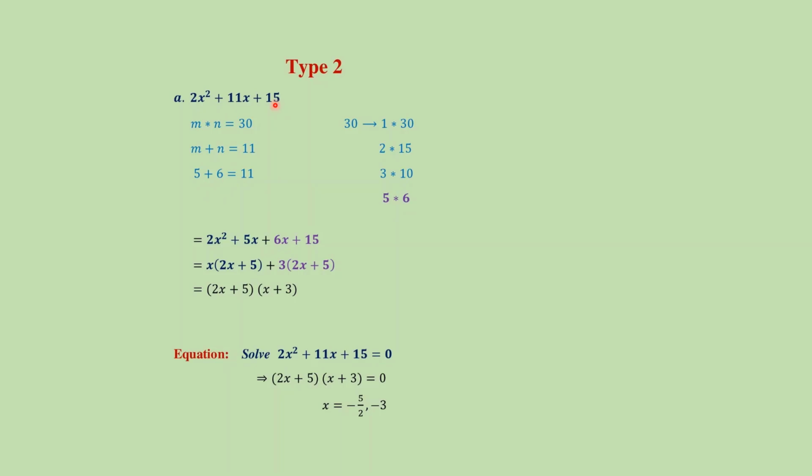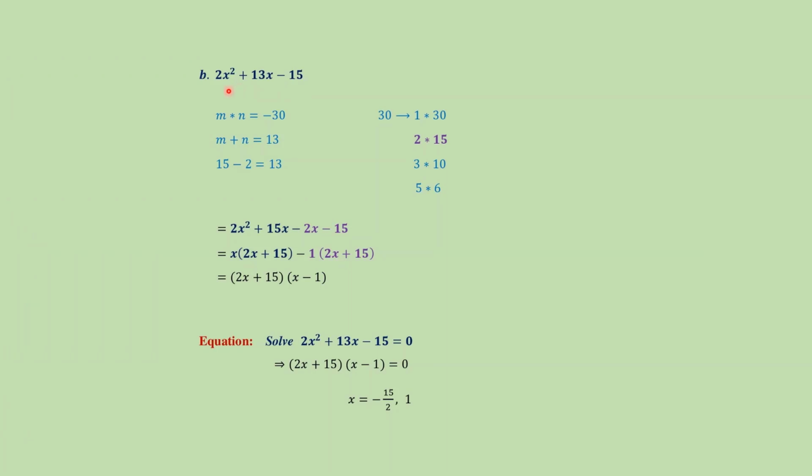So we can rewrite this expression as 2x square plus 5x plus 6x plus 15. Now from these two terms the greatest common factor is x, and from these two terms the greatest common factor is 3. So you can write this one as 2x plus 5 times x plus 3. Now if the question asks you to solve this equation, the solution will be x equals negative 5 over 2, negative 3.